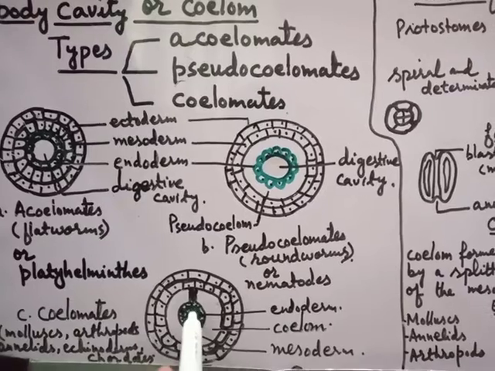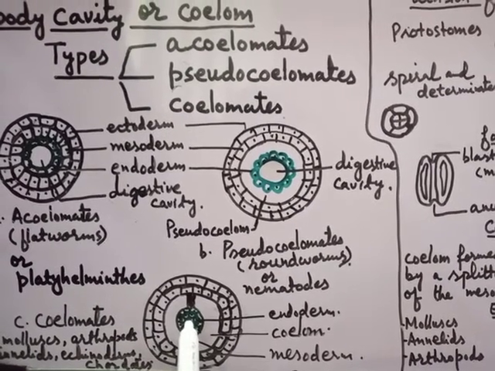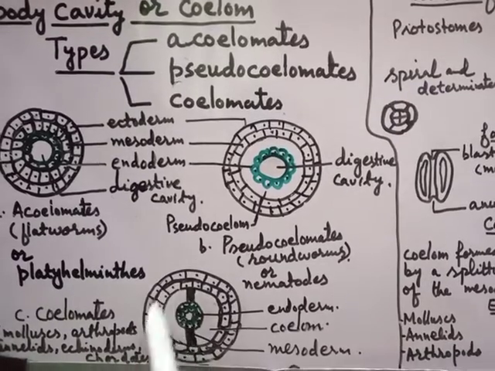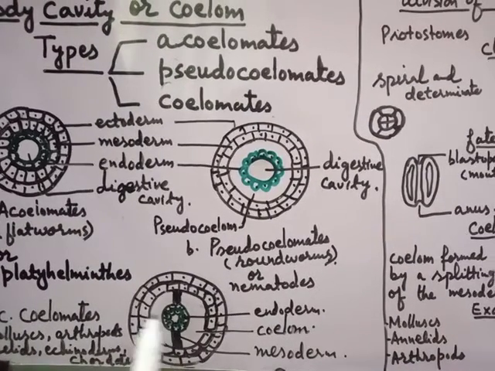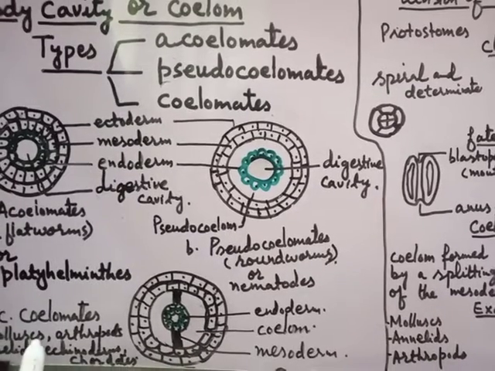And inner to the mesodermal cell is what? Endodermal layer, and this is what? Digestive cavity. Now this is called what? True coelom. The group of animals which are included in this category are mollusks.